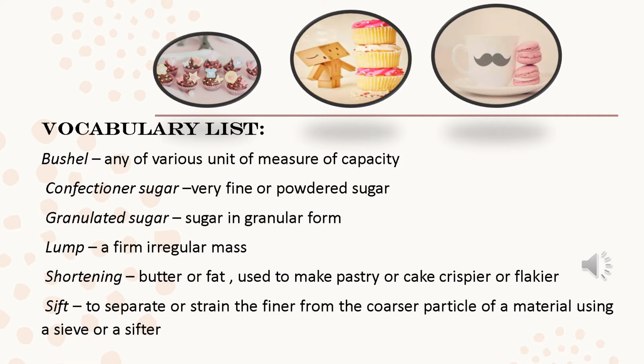Shortening, butter or fat, used to make pastry or cake crispier or flakier. Sift, to separate or strain the finer from the coarser particle of a material using a sieve or a sifter.